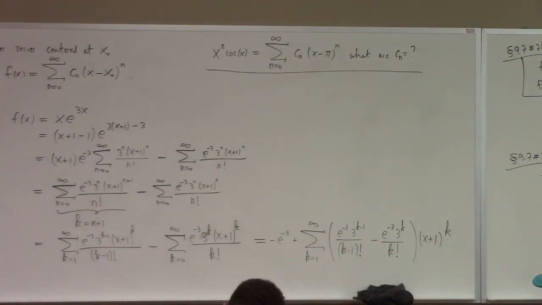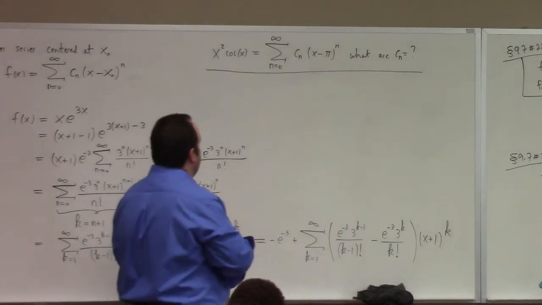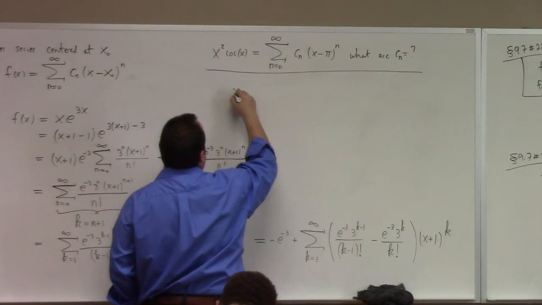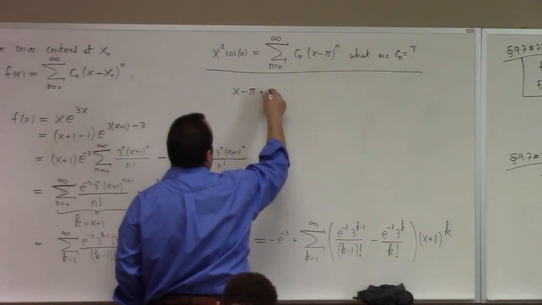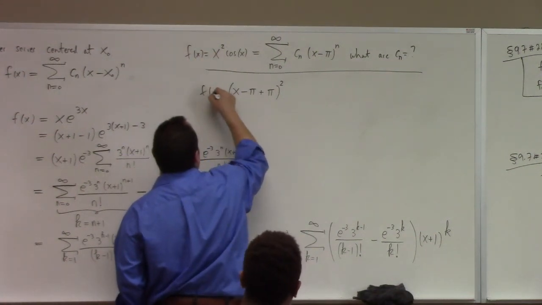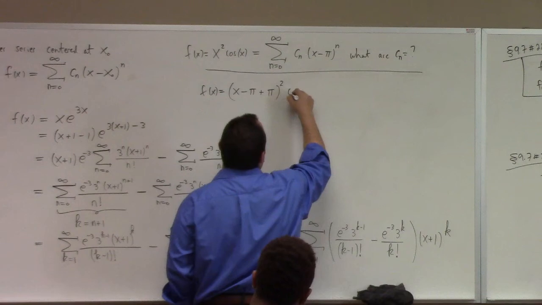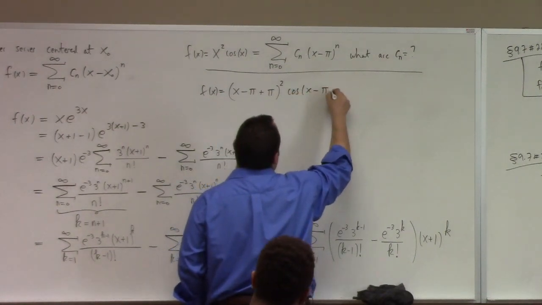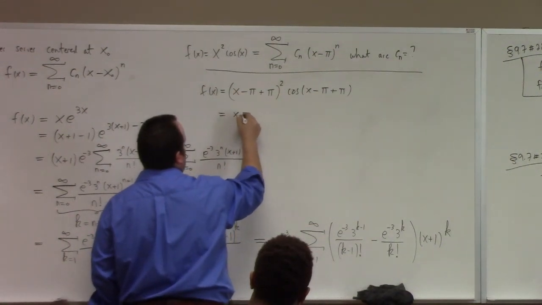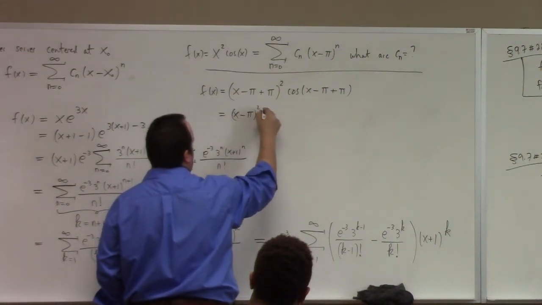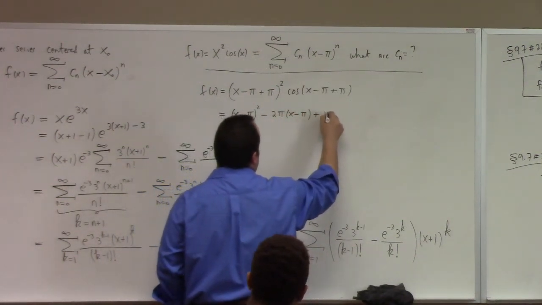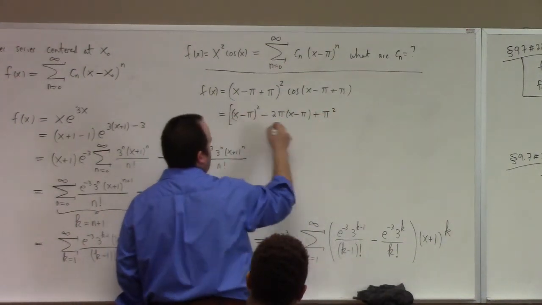I mean, we have all the tools we need. We have all the toys at our disposal to do that. I would just do this. I'd say, okay, well that's x minus pi plus pi squared. Call this thing f of x to give it a name. Then cosine of x minus pi plus pi. So that's got an x minus pi quantity squared minus 2 pi x minus pi plus pi squared, foiling that out.